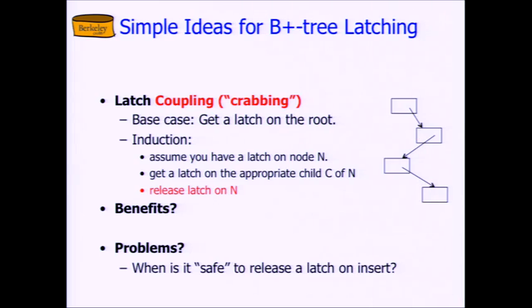Here's another simple idea. It's called lock coupling, or sometimes it's called crabbing, because you walk down the tree kind of crab-wise. And you can see what's going on in the animation. The base case is you get a latch on the root, and the induction is if you have a latch on node n, figure out what child you need, get a latch on the child, and then let go of your latch on the parent, and then go down the next level. And so you kind of crab your way down the tree. Okay? What's good about this one?